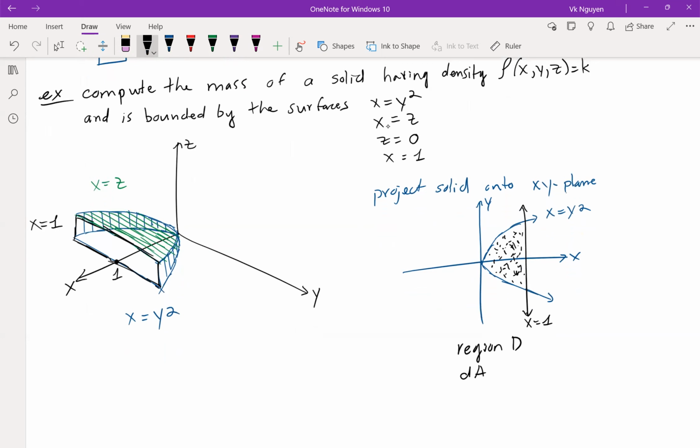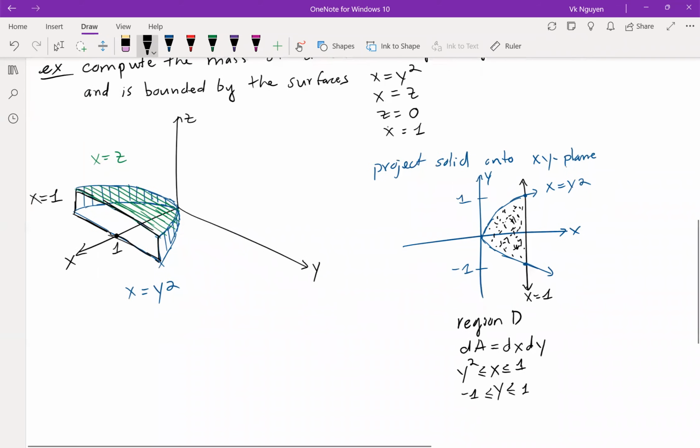dA here is, well, because look at it, it is better to do dx dy. So x is going to be between two curves, and then y is going to be between two numbers. Luckily, the intersection here is 1 and -1. So y goes from -1 to 1, and then x goes from y square to 1.